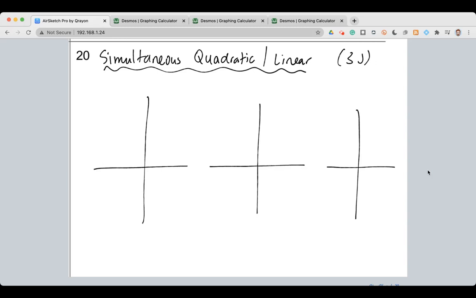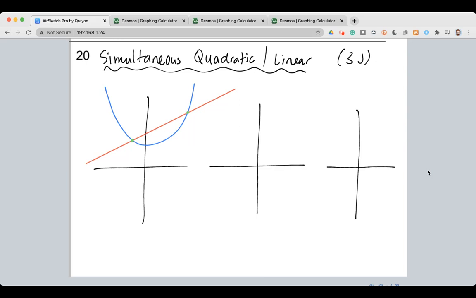So I wanted to show you graphically what a simultaneous quadratic and linear equation looks like. It really is the same concept as finding the point of intersection of two straight lines. But when I put in a quadratic parabola like so, then when I draw a straight line through it, I could have up to two solutions. So here's one straight line. I'll draw it in red so it's different. And as you can see, there are two points of intersection there.